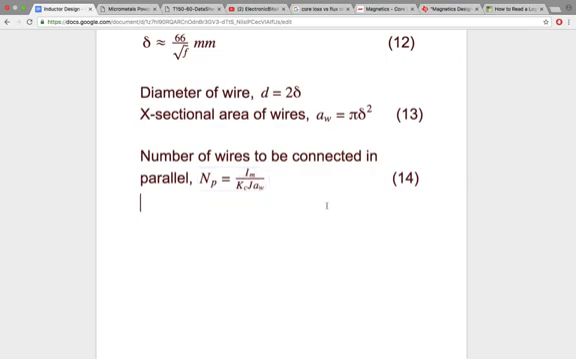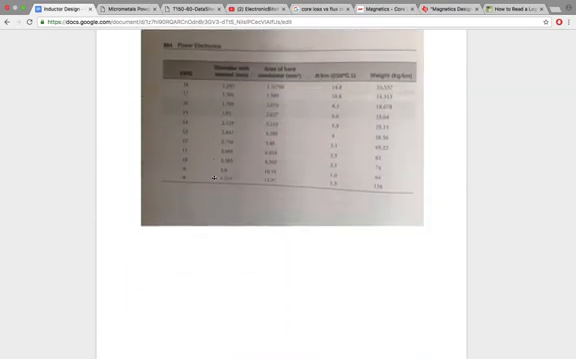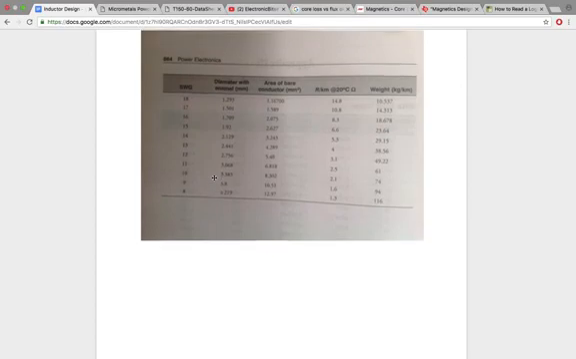by using this formula, where Im by kcj is nothing but the total cross sectional area required. If we divide by the cross sectional area of this wire, then we can get the number of wires to be connected in parallel, that is nothing but NP. Okay, so this is how we can find the cross sectional area and the suitable current rating of the wire we can choose.